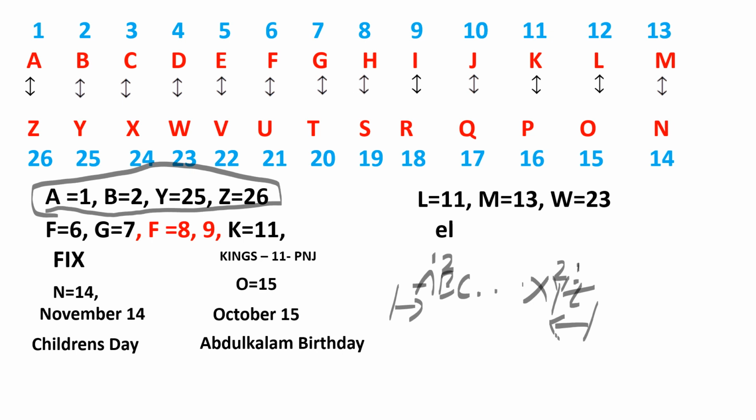Next F. F for fix. Fix, 6, rhyming words. G, I am writing G in this format. It looks like 7. G for 7. This is H. H we can convert into a digital letter like this. H resembles the number 8. H for 8. I is 9.